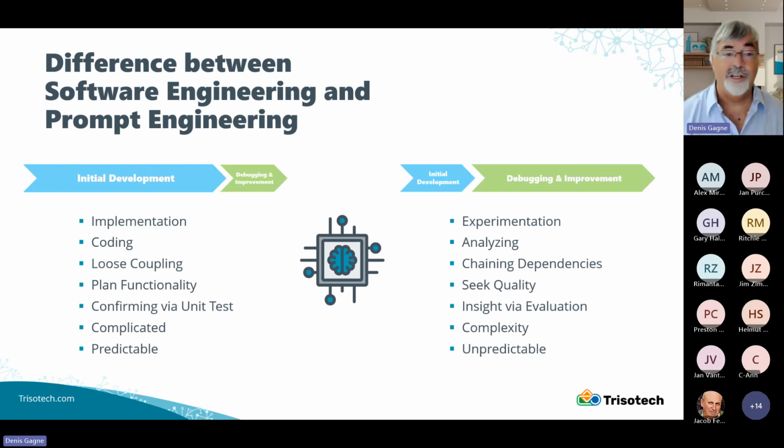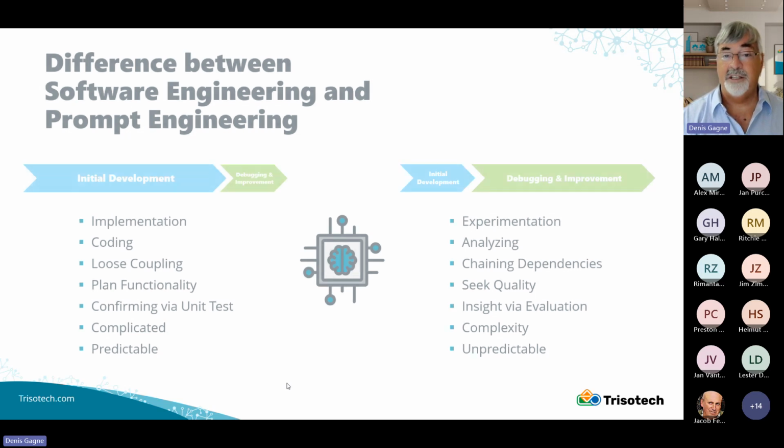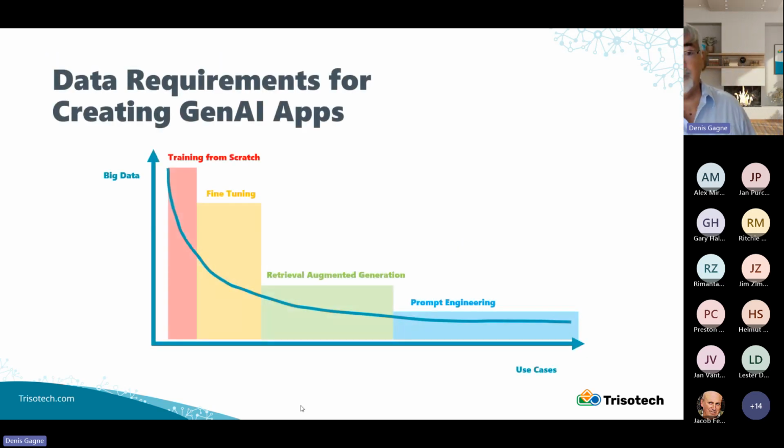So that's very interesting. Put some more, the difference between implementation and experimentation, loose coupling, and we're interested in chaining dependency because that's giving us what we want, looking for quality, and more insight via evaluation rather than confirming via a unit test. So it's a different way, a different paradigm, and I don't know if we'll be able on the prompt engineering side to move it back to what it is on the software engineering side, and it could be, and I think it is possible, and I'm certainly hoping that some of the ideas that I'm pushing forward here are pushing us in that direction.